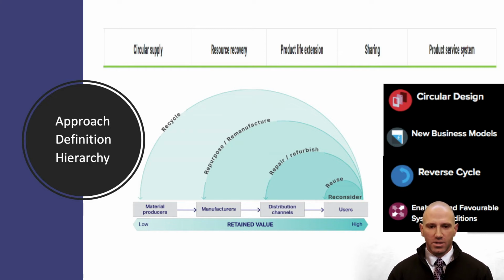And you've got the image in the middle that shows a bit of a hierarchy that shows we want to reuse things because that requires the least amount of energy input or material input, and then we can repair and refurbish, then repurpose, remanufacture, and finally recycle. So again, we're not going that far away from the waste management hierarchy.